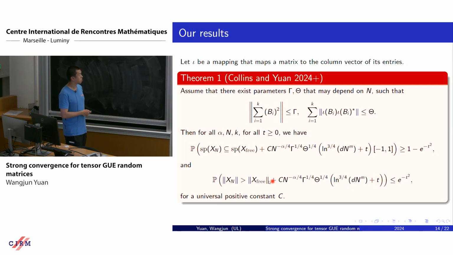Besides, we also have a relationship between the operator norms of Xn and X3. The probability that the operator norm of Xn is larger than the operator norm of X3 plus something, where this something is the same as this quantity, is very small. It is smaller than or equal to e to the power minus c t squared for a universal positive constant c.